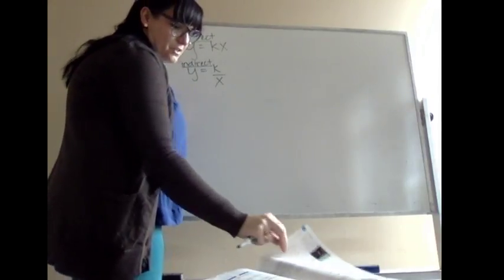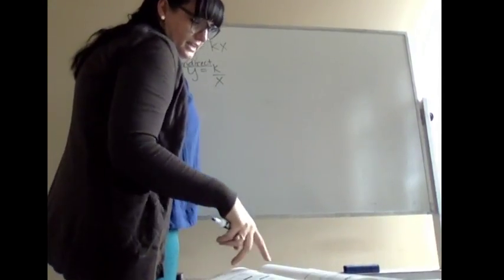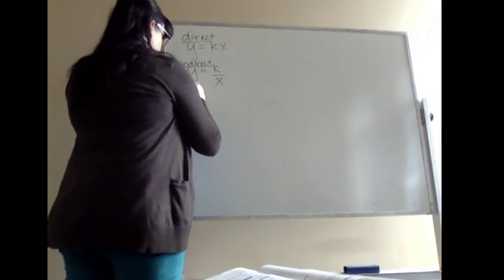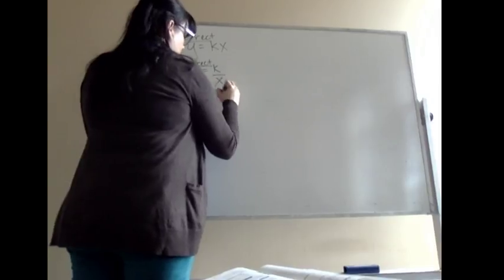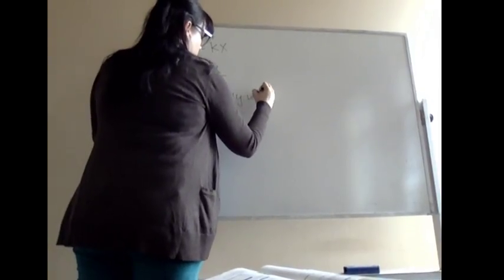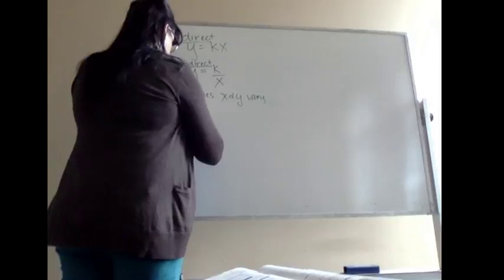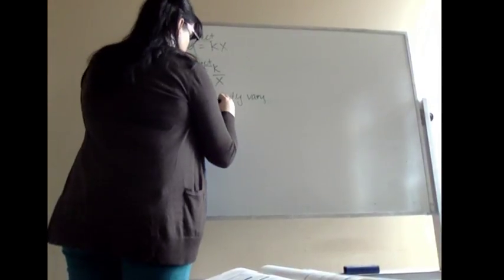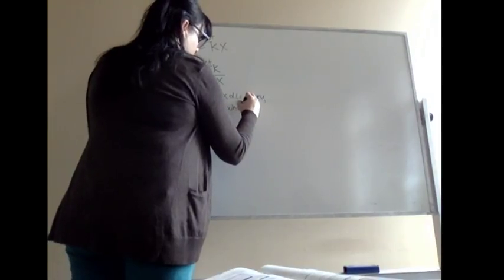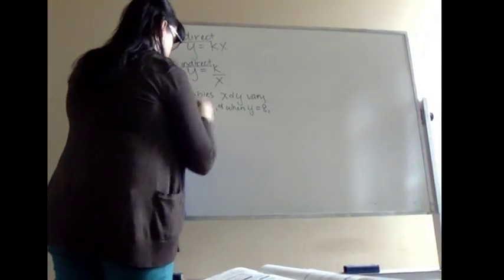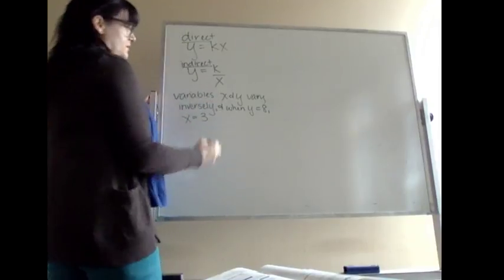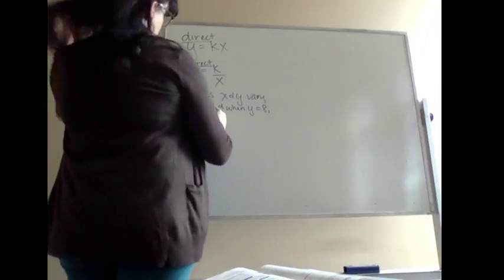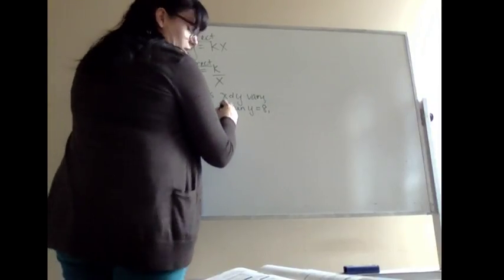So here we would say, the variables x and y vary inversely, and when y equals 8, x equals 3. So solve for k first. Right, so the first thing you need to do is solve for k. And then it says find y when x is negative 4.